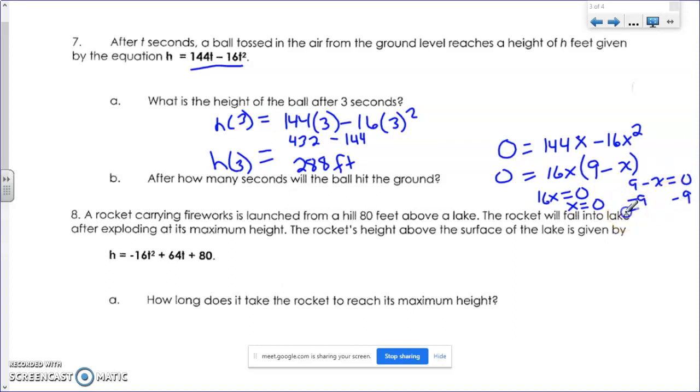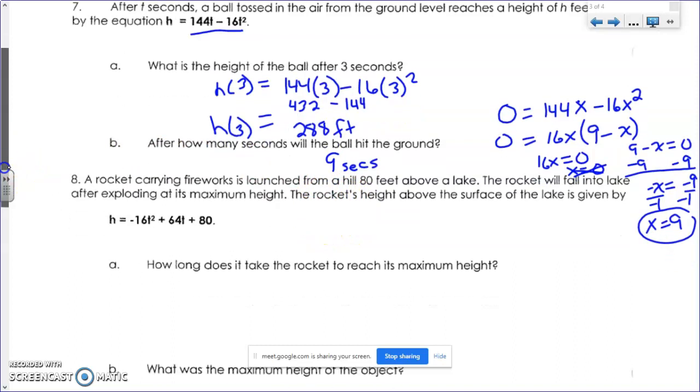Subtract 9. Negative x equals negative 9. Divide by negative 1. So x equals 9. I have two answers, so let's read. After how many seconds? So which one can I throw away immediately? The 0, right? Because that's the initial time that the ball was thrown, right? So that's not after seconds, because no seconds have happened at 0. Does that make sense? So after how many seconds will the ball hit the ground? 9. So at 9 seconds, the ball will hit the ground. Okay, does that make sense?